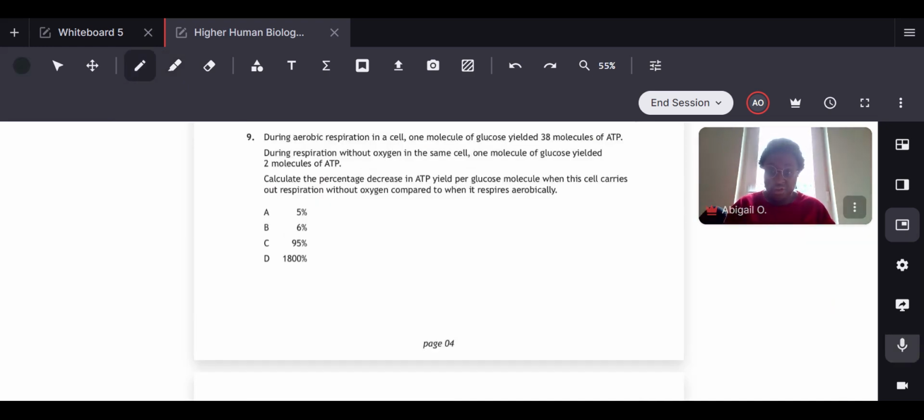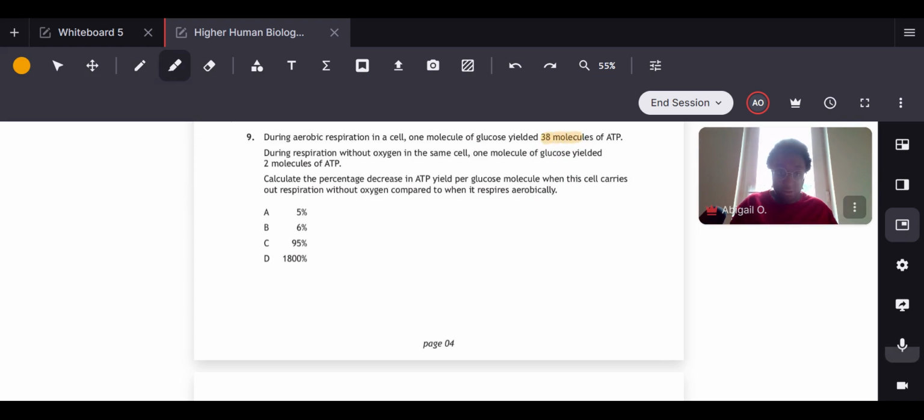Okay, question number 9. During aerobic respiration in a cell, 1 molecule of glucose yielded 38 molecules of ATP. During respiration without oxygen in the same cell, 1 molecule of glucose yielded 2 molecules of ATP. Calculate the percentage decrease in ATP yield per glucose molecule when this cell carries out respiration without oxygen compared to when it respires aerobically.